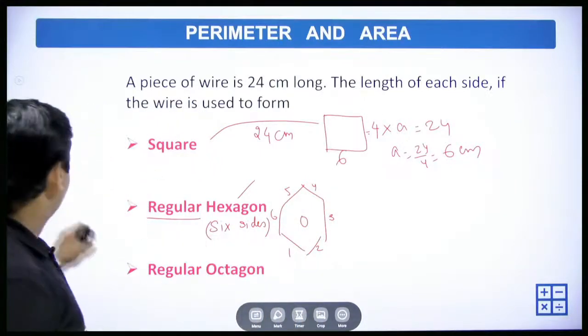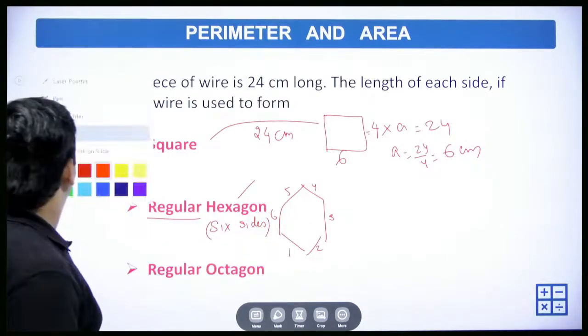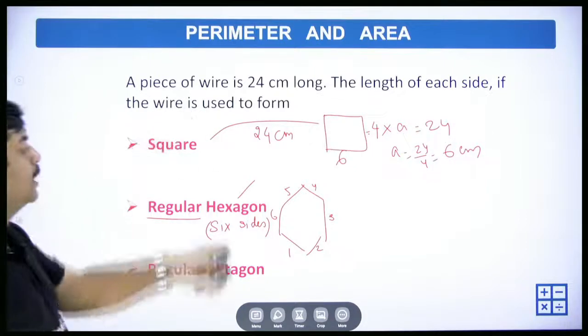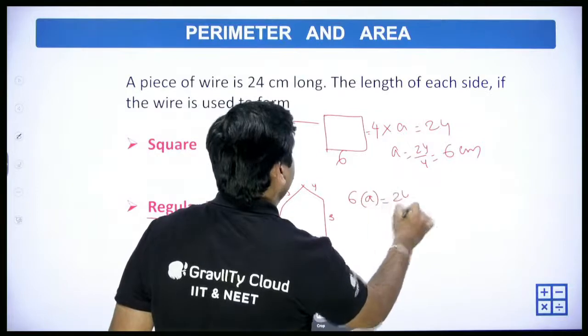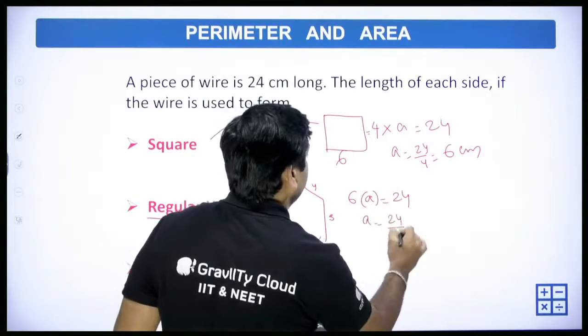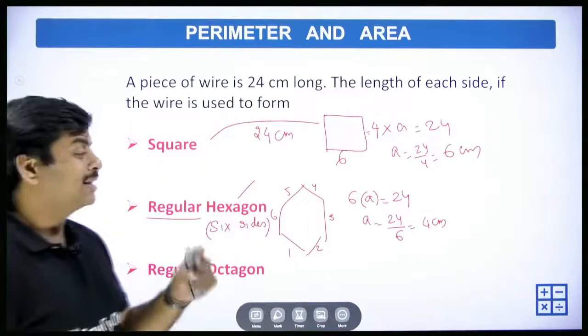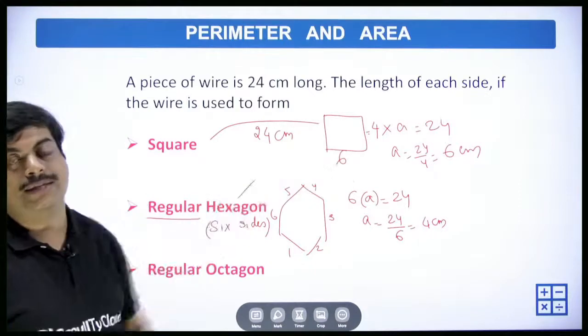So this is a regular hexagon which has 6 sides and 24 centimeters. So 6 times A will give you 24 centimeters. So A equals 24 by 6, which becomes 4 centimeters. So each side of a regular hexagon will be 4 centimeters.